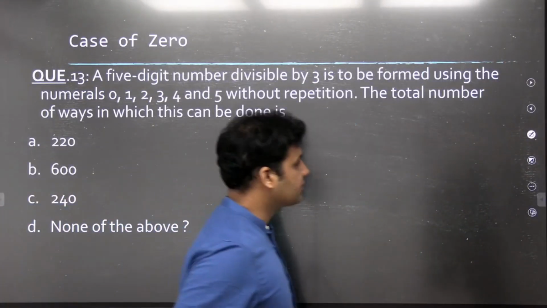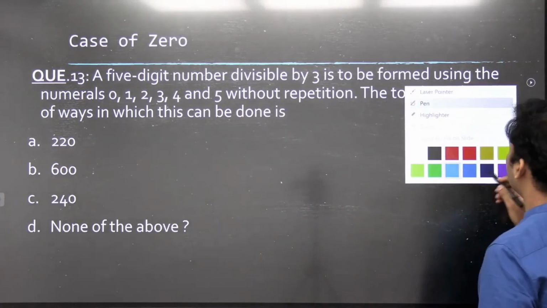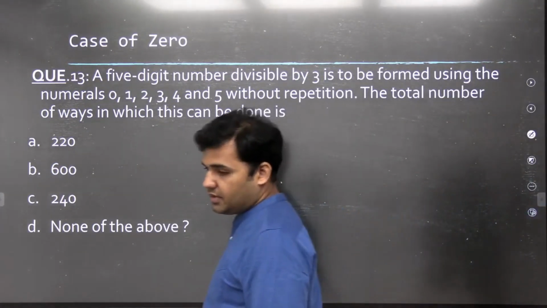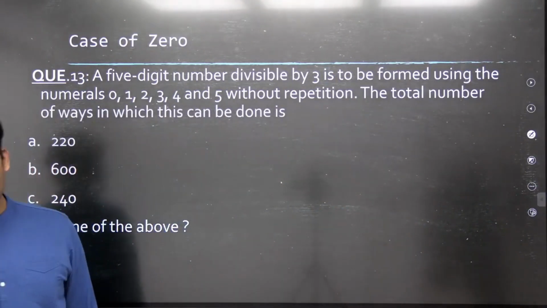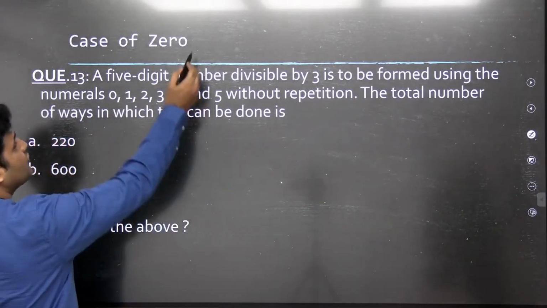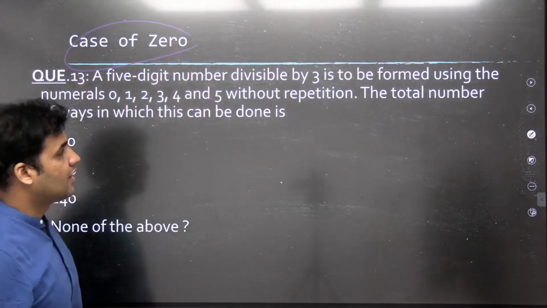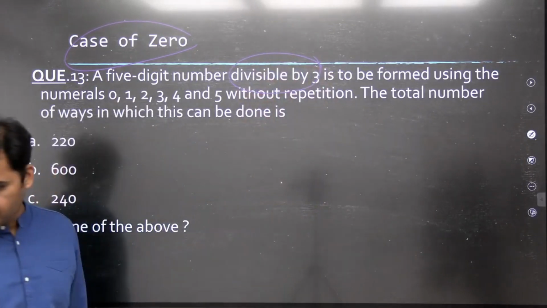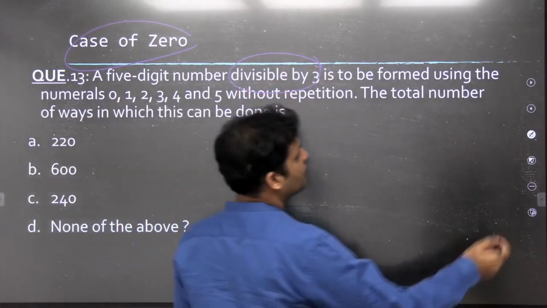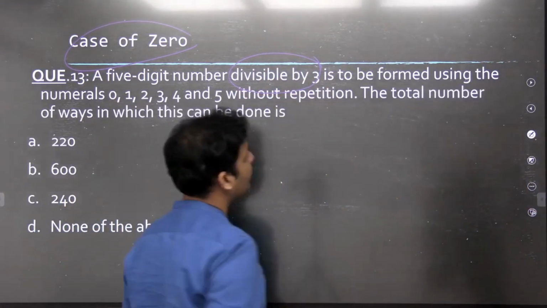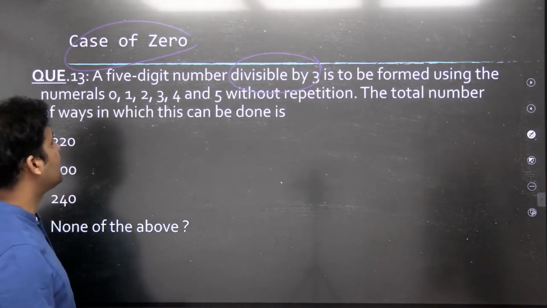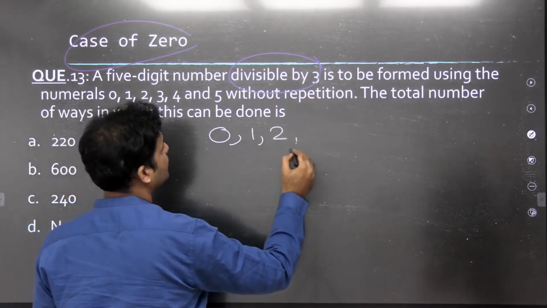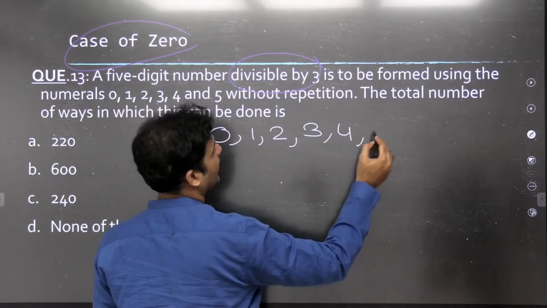Question number 13. What do we have in this question? Question number 13 says a 5-digit number divisible by 3. Now in this case, again you have to take care of the case of 0. But the condition is given that the number has to be divisible by 3, guys. It can be formed using the digits 0, 1, 2, 3, 4. The digits which have been given to you are 0, 1, 2, 3, 4 and 5.